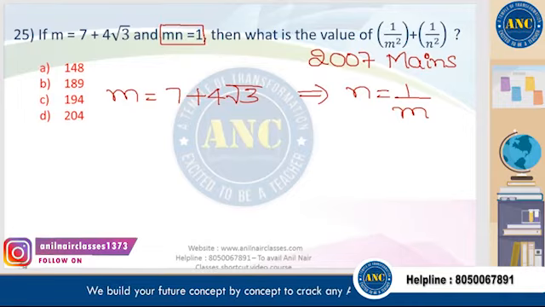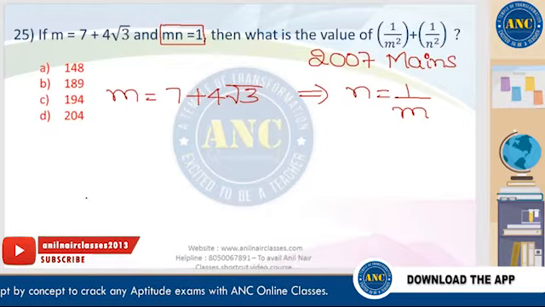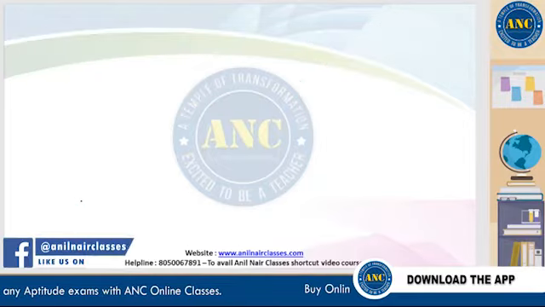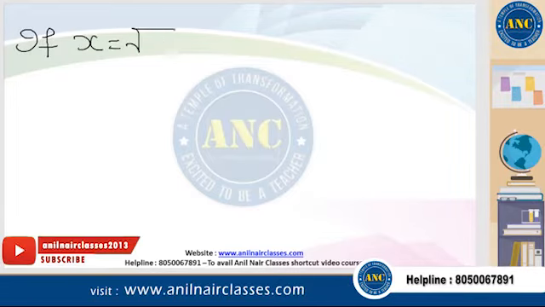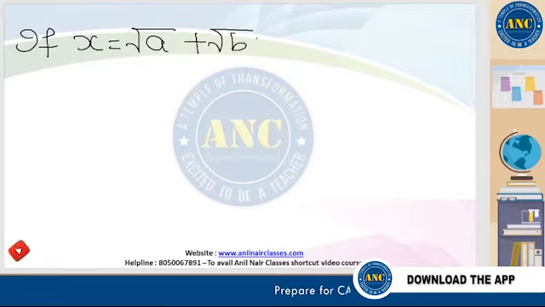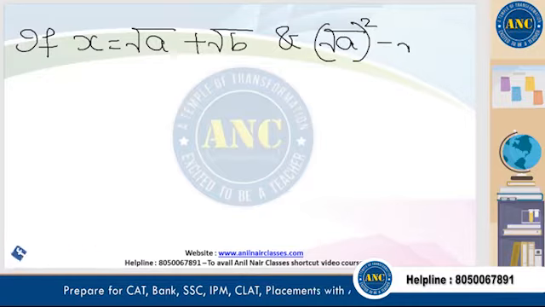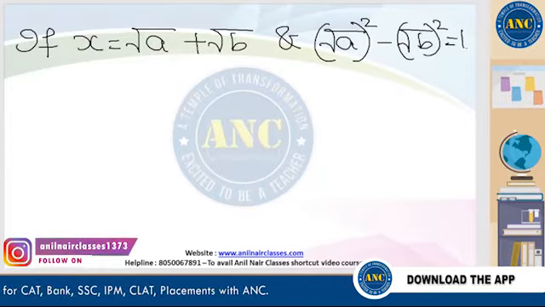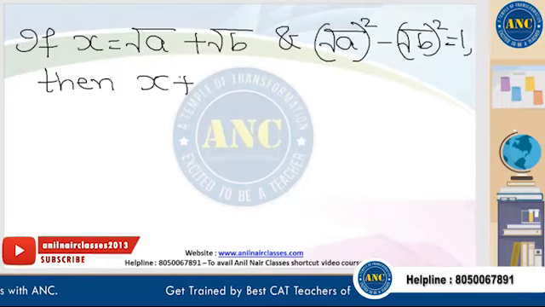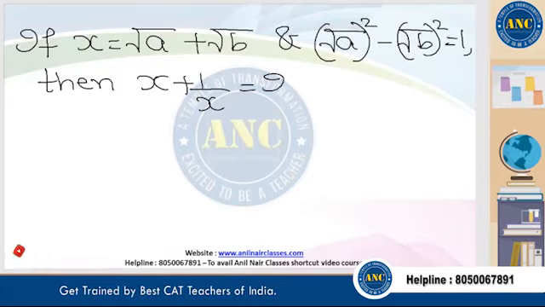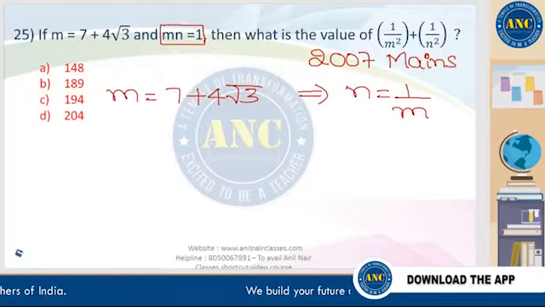Now think a little logically, sir. We have one beautiful condition which I have discussed in my previous classes also. That condition says if x is nothing but root a plus root b, and there is another beautiful condition, square of root a minus square of root b is equal to 1, then I can directly say x plus 1 by x as 2 times of root a and x minus 1 by x as 2 times of root b. Same thing.